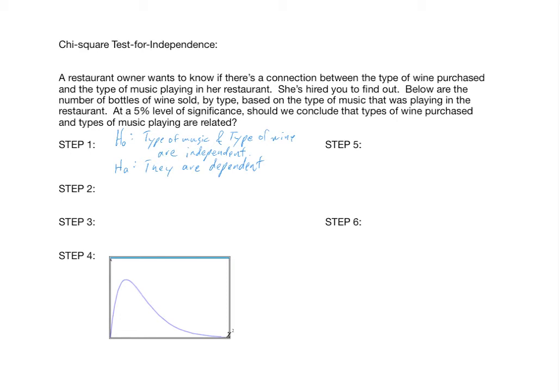Step 2 is our level of confidence. They asked us to do this at a 5% level of significance, meaning there's a 5% chance that when we make our decision, we may be committing a type 1 error. Step 3, we're doing a right-tailed chi-square test for independence.